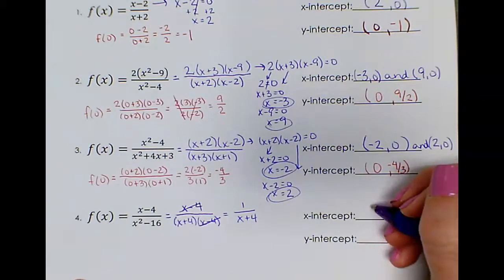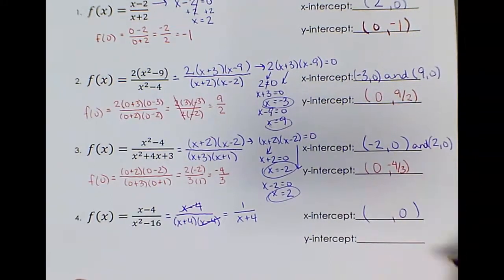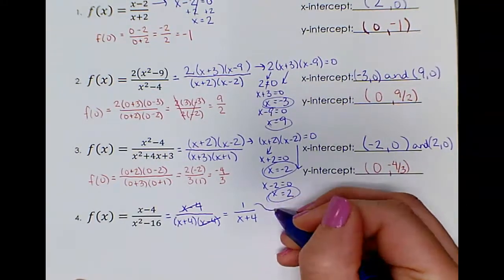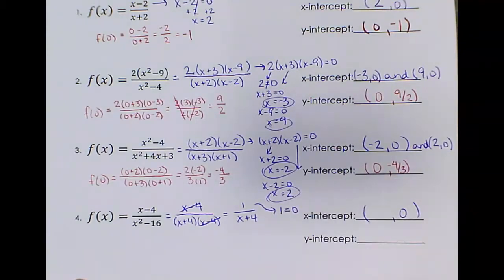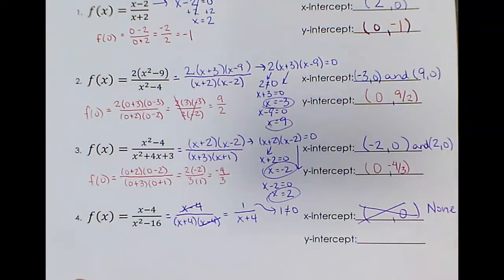Now for the x-intercept, let's set the numerator equal to 0. Well, when I set 1 equal to 0, that doesn't really tell me anything, and it's not even true. So there is none. There is no x-intercept. So let's move on to the y-intercept.